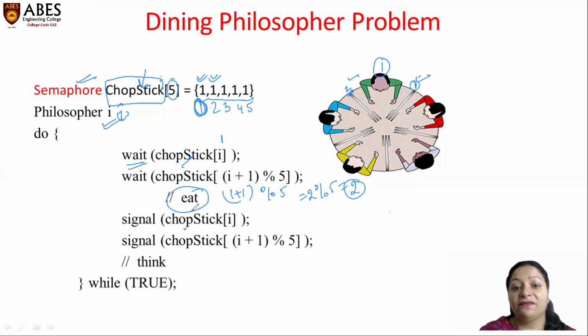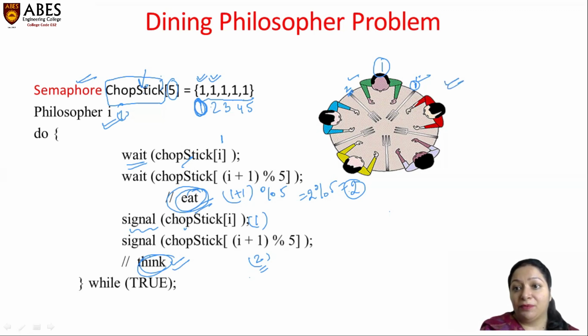Now, when the philosopher finishes the eating process, he will put the chopsticks back on the table. First of all, he will release chopstick I, the first chopstick, and second, he will release the second chopstick, right? And then the philosopher will come back to the thinking phase. As you can see in this code, we have 2 phases, eating and thinking, right? So in this way, the philosophers can execute their eating and thinking phases without any problem.